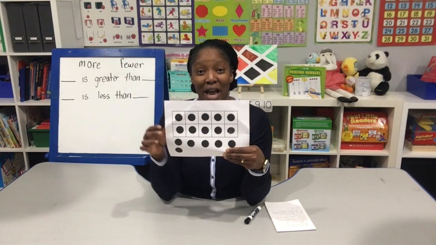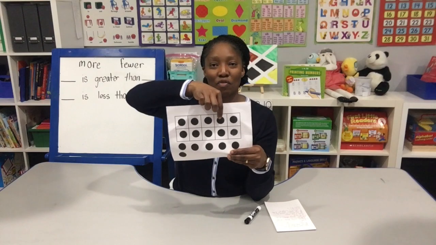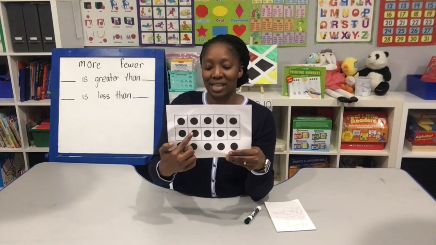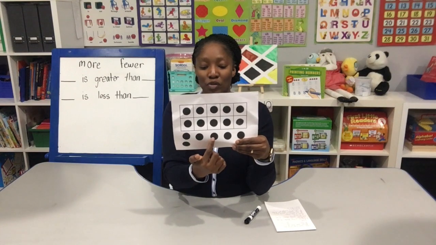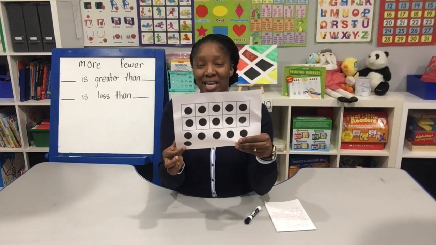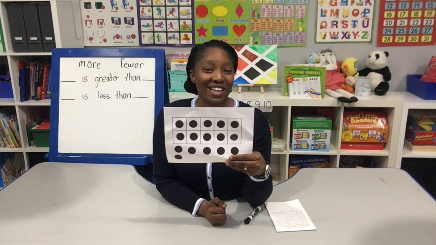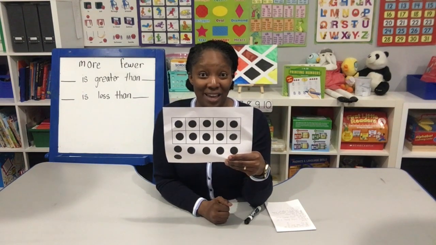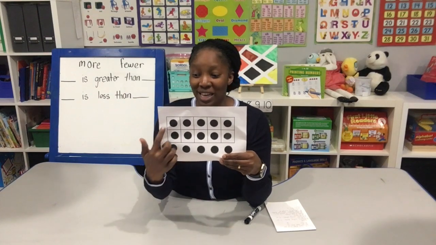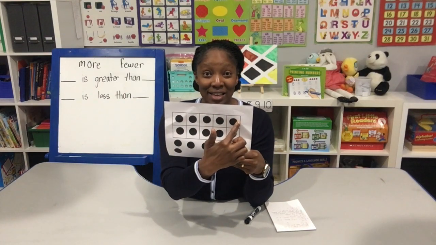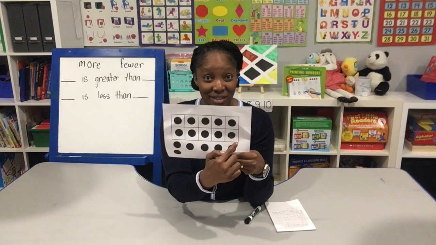Oh, I see. How about starting with 1? 1, 2, 3, 4, 5, 6, 7, 8, 9, 10, 11, 12, 13, 14, 15, 16. I hear somebody else counting it in another way. By 5s? Because this row has 5 and this row has 5.